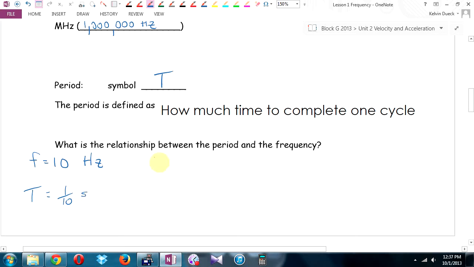What if the frequency is 100 hertz? It means you go around 100 times in every second. How long to go around once? 1/100 of a second. What if, I'll give you a tricky one, .32 hertz. Spot the pattern.